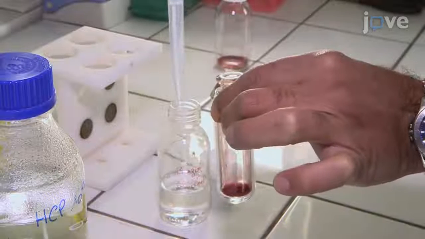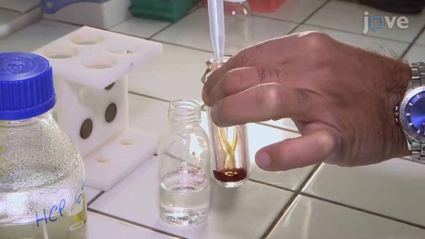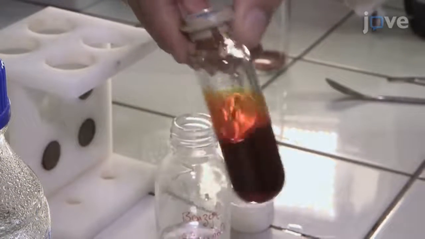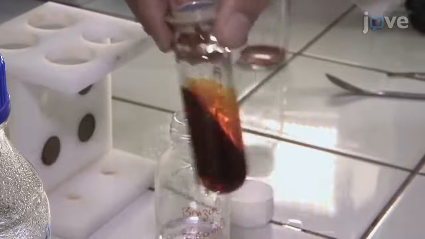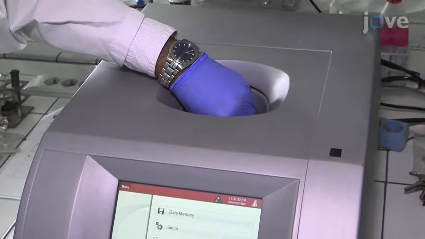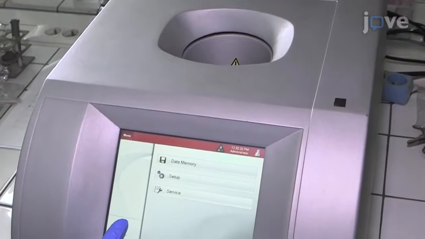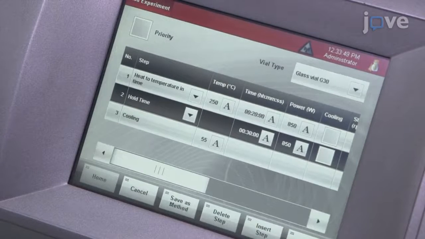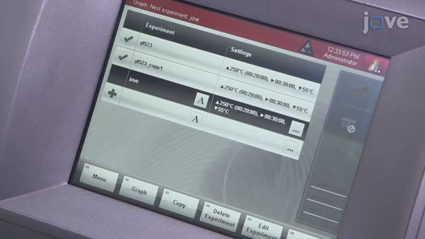In a 30 milliliter monowave glass vial, dissolve 400 milligrams of iron(III) acetylacetonate in 10 milliliters of benzyl alcohol. Using a microwave reactor, heat the suspension from 25 degrees Celsius to 250 degrees Celsius at a rate of 11.25 degrees Celsius per minute, and maintain it at 250 degrees Celsius.